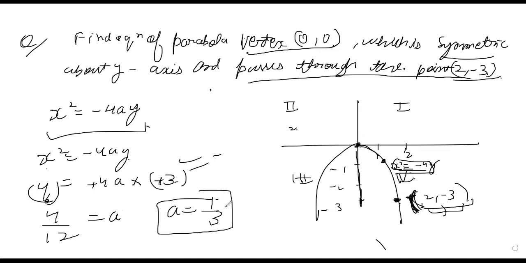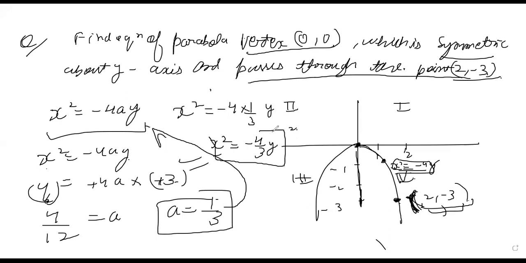Now we'll again put the value of a in this equation. So x square will be equals to what? Minus 4 into a. What is the value of a? 1 by 3 into y. So the equation of parabola was x square equals to minus 4 by 3 y. Understood?